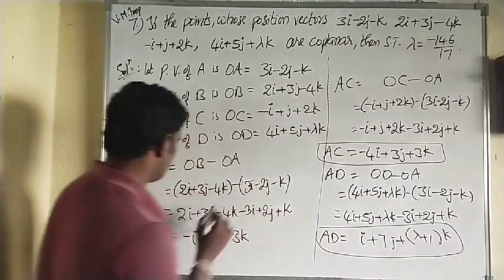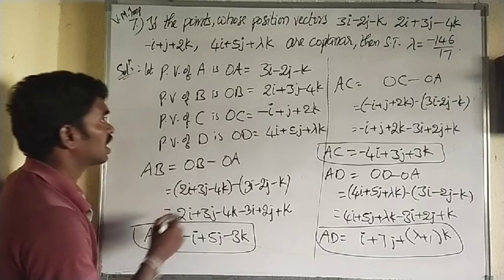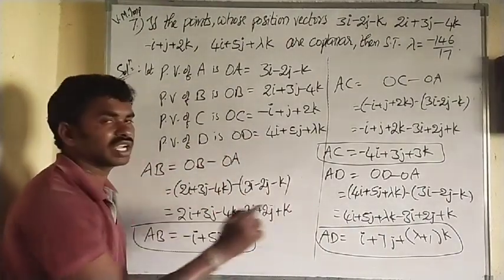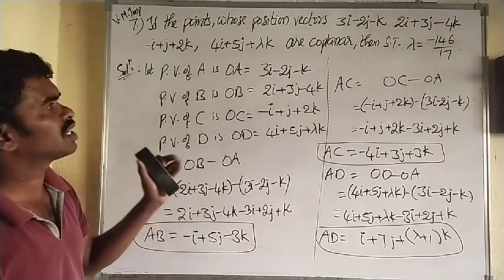Up to here we can get 4 marks. For writing these 4 steps we get 1 mark, and for finding AB, AC, AD we get 3 marks. So I have got 4 marks completed.